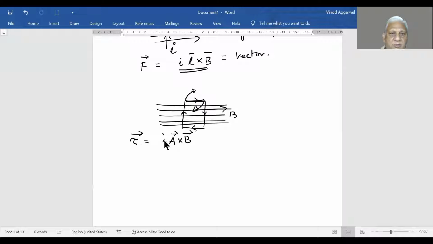Torque is equal to I, the current that is flowing in this loop. A is the area of this loop. If I say that this is bound by A, B, C, D, then A is the area bounded by A, B, C, D, times B. B is the magnetic field. Again, this is a cross product because tau is a vector. This is again a vector product.